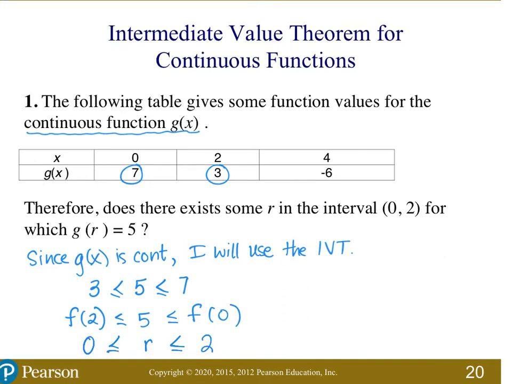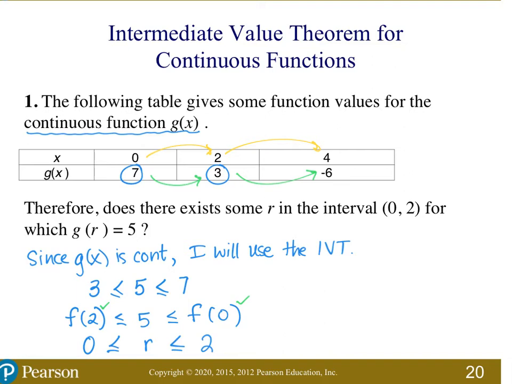Now you might be noticing I just switched the order of that. If you look at the table, this is a decreasing table. The values of this table, the y values go down, but the x values go up, right? 0 to 2, 2 to 4, those values go up. 7 to 3, 3 to negative 6, those values go down. And so when you're referring to the y values, f of 2 is smaller than f of 0. But when you refer to the x values, 0 and 2, you gotta switch them back out, so that they're in the correct numerical order.